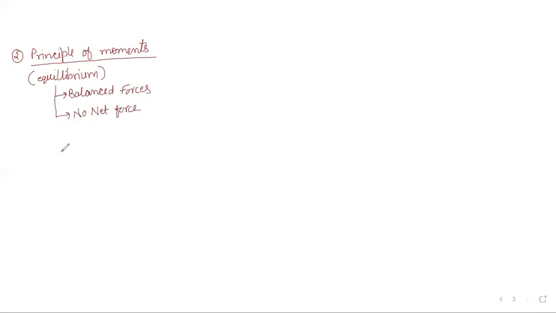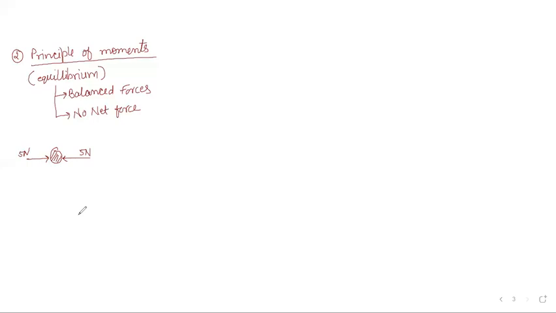So suppose we have a body on which from this side a force of 5 newtons is acting, and on this side, exactly opposite to that, another 5 newton force is acting. This is under equilibrium. Now the body is not moving. What is the net force on this body? Zero. Are the forces balanced? Yes, the forces are balanced.